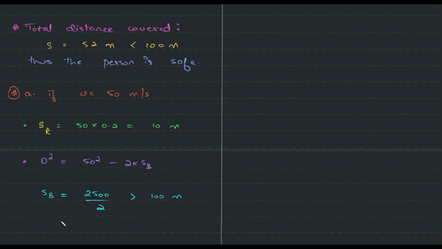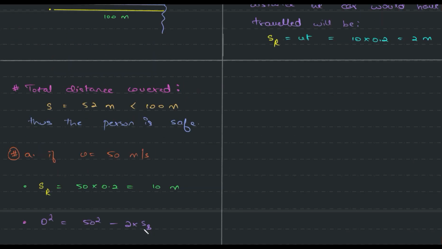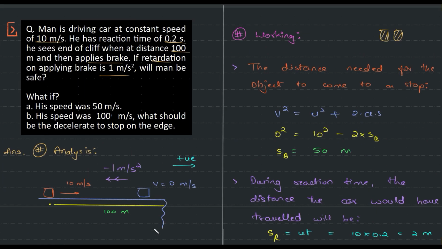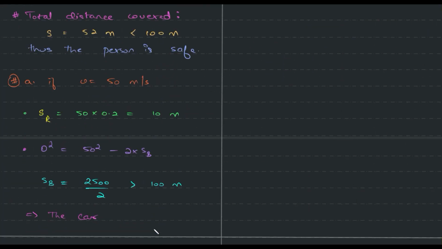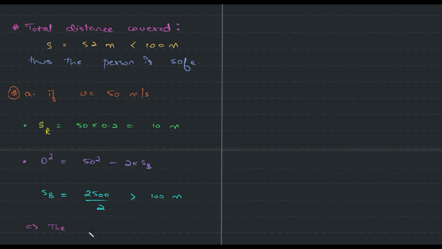So basically this is much greater than 100, which implies the car will jump off the cliff. What is the question? Will the man be safe? The man will not be safe. I'll just write that. Man is not safe. Again, it might feel weird that we are writing that, but that's the question.